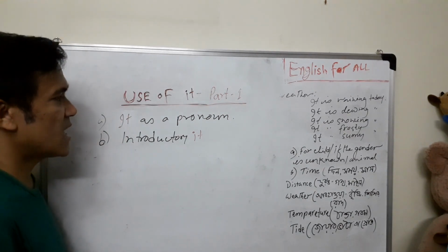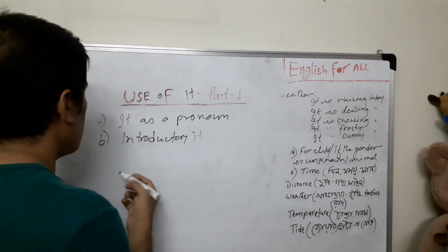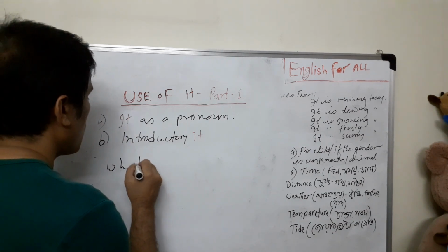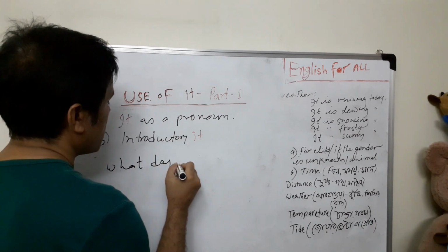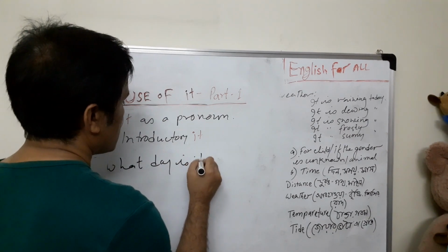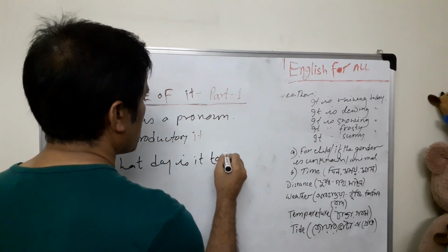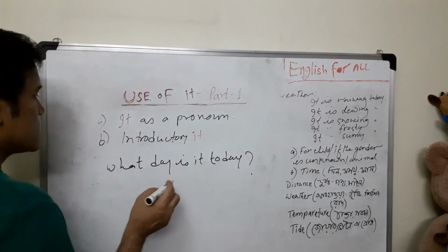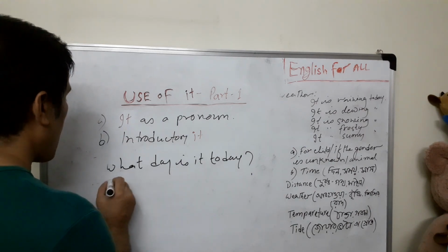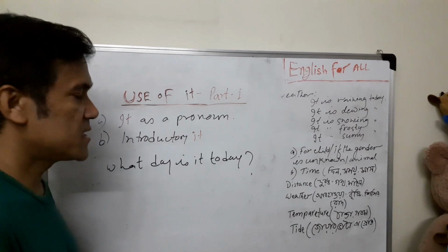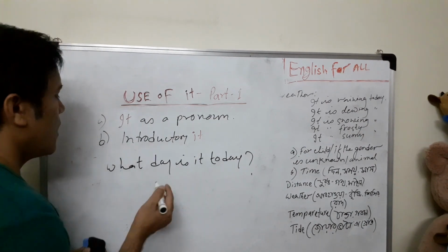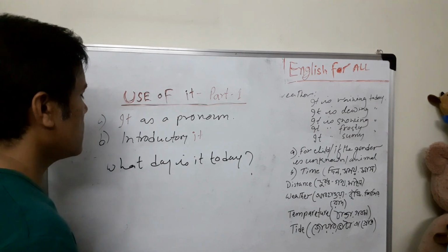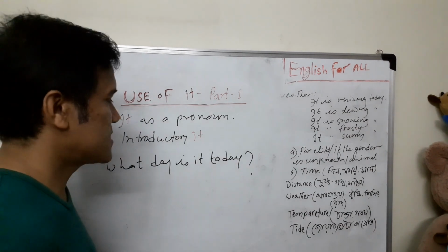যেমন আমি যদি বলি যে আজকে কি বার, what day is it today? Okay, then answer should be it is Wednesday. Or what day was it yesterday? গতকাল কি বার ছিল? It was Tuesday yesterday.